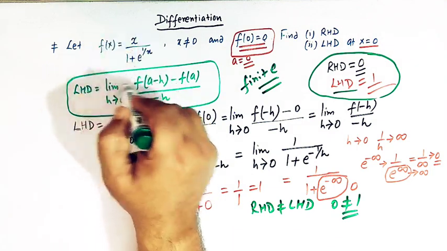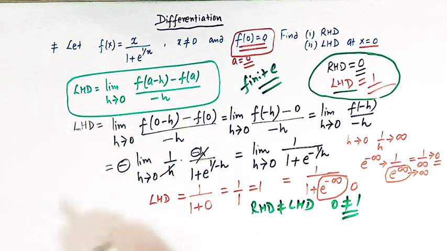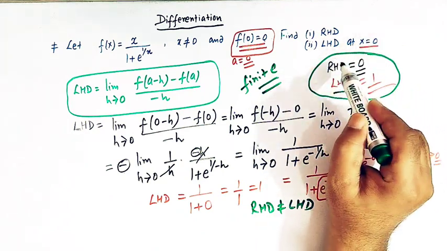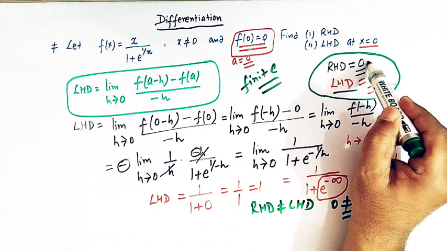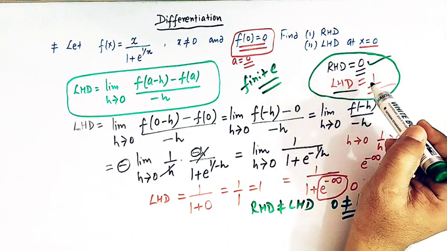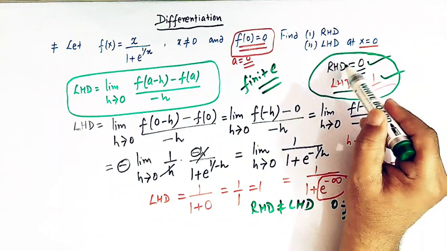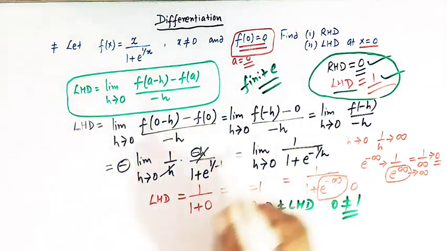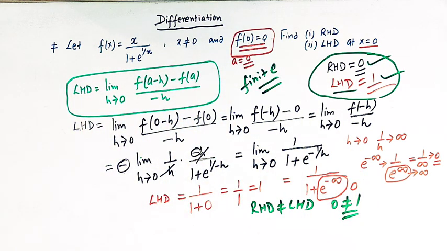So this function is not differentiable at x equal to 0, although the right-hand derivative is finite and equal to 0, and the left-hand derivative is also finite and equal to 1, but both the derivatives are not equal to each other, right? So this function is not differentiable at x equal to 0.